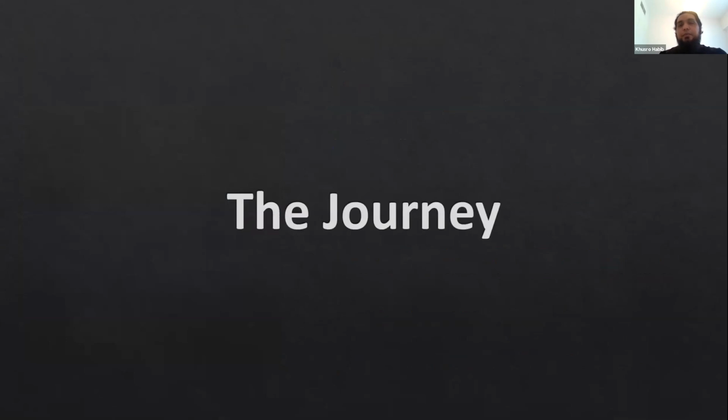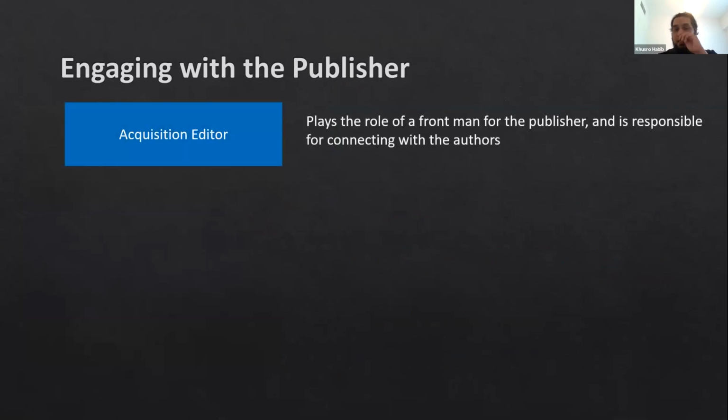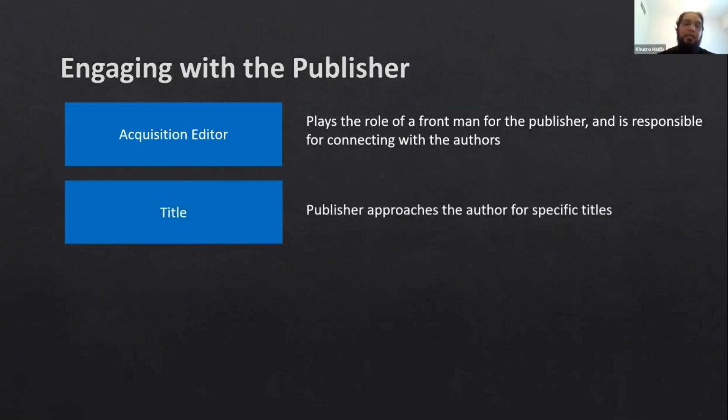So the overall journey. Whenever you are writing a book, the first thing is to engage with the public. Normally there is a person whose role is acquisition editor. You can consider him like the front man for the publisher. He's out looking for authors, and he's the one who connects with authors. This is the first person to connect with whenever you are writing the book, and he often has several titles.